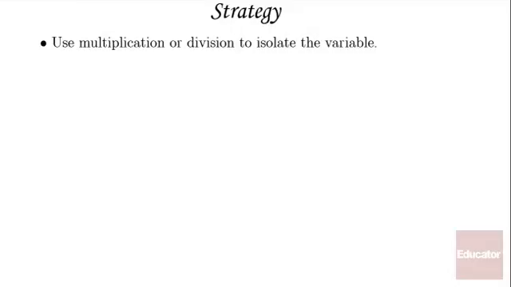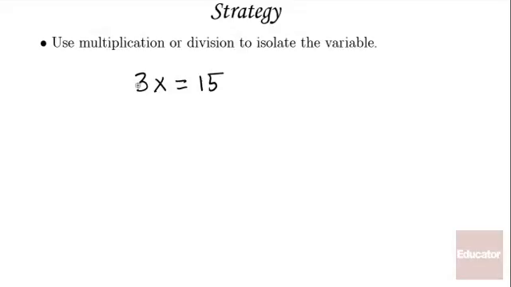The strategy we're going to use today is to use either multiplication or division in order to isolate a variable. Illustrating this with just a simple example. 3x equals 15. In previous lessons, we learned about adding or subtracting in order to isolate the variable or to get the variable alone on one side of the equation. But here, that's not going to help me because x is related to this number through multiplication.